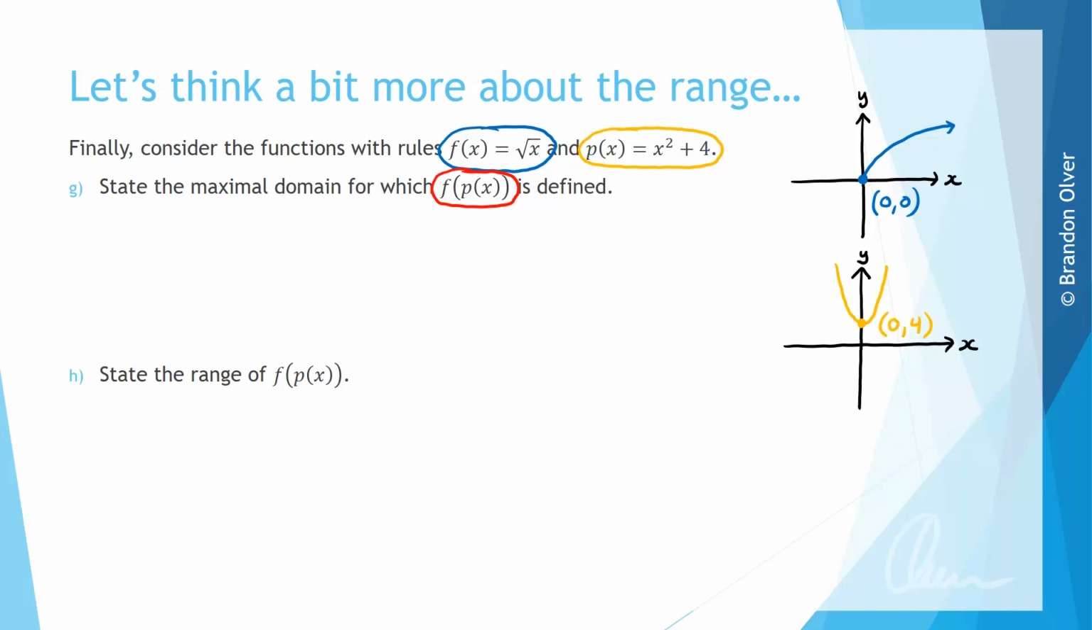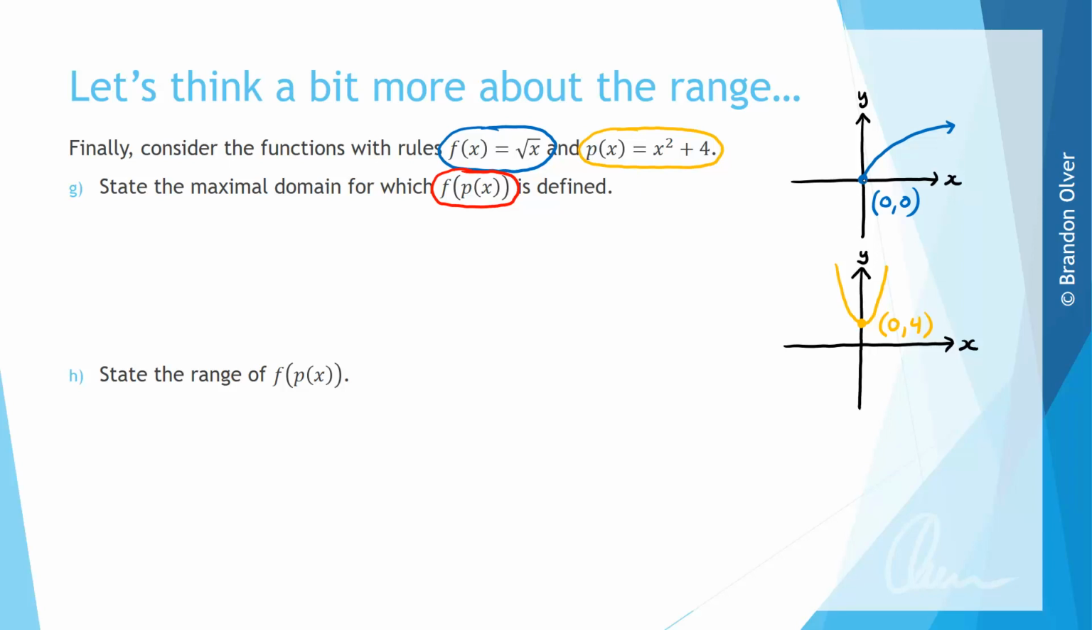And now we need to think about the maximal domain for which f of p of x is defined. So when we have a question like this, what we're really needing to do is find the x values that you can plug into p of x, which give y values that then could be subbed into f of x.